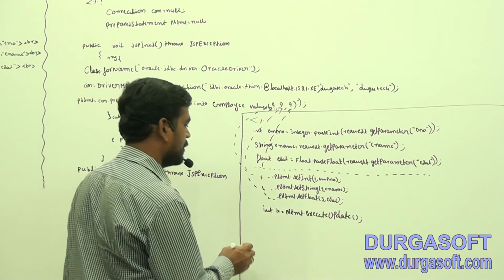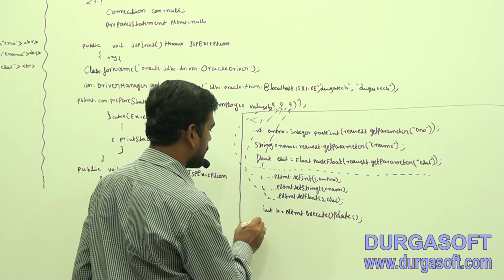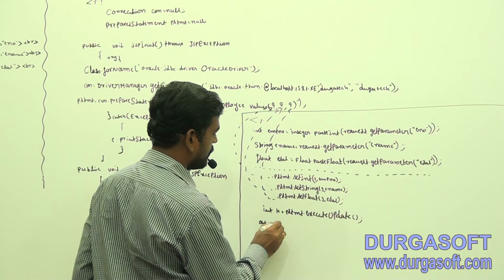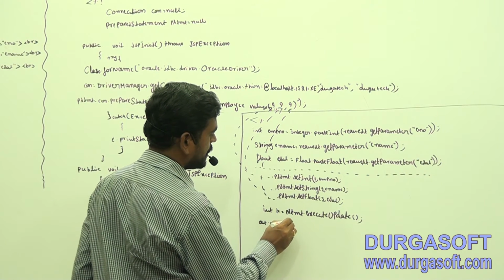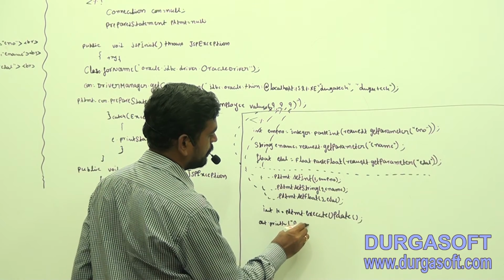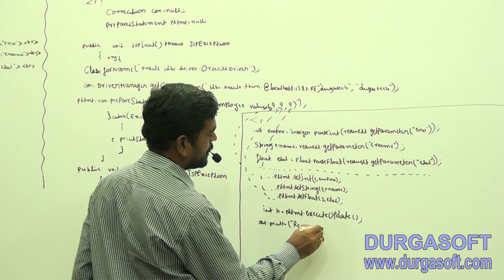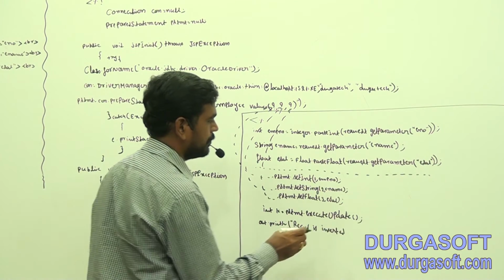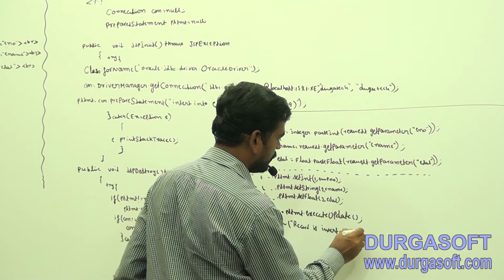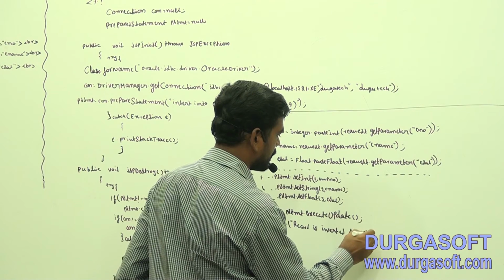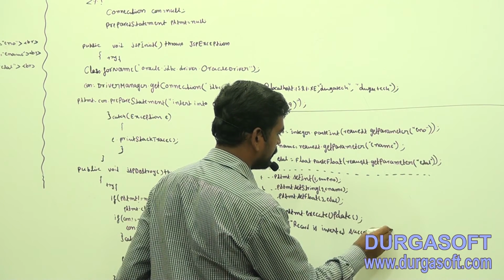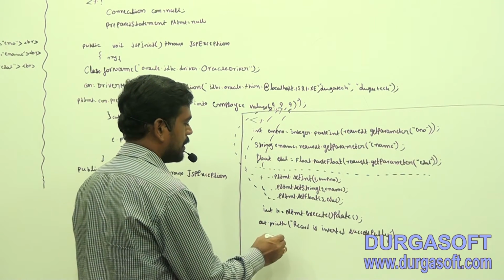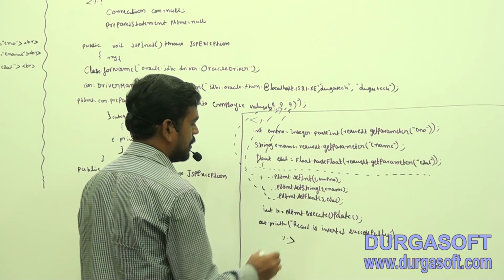Then if you want to print any information, we can use out.println, Record is inserted successfully. Then next, after that, close the scriptlet.